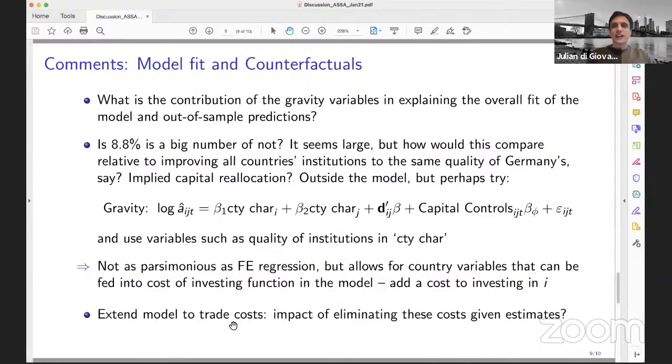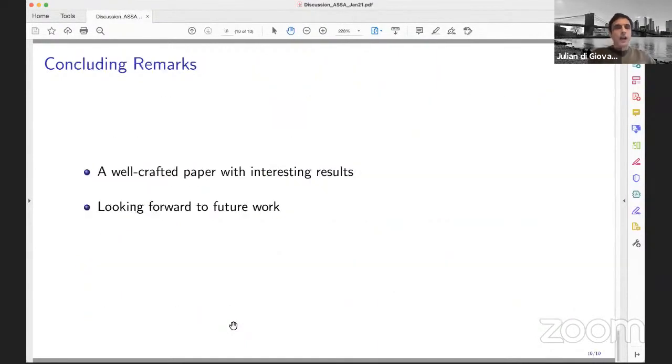So that's my alarm. It says I couldn't see the chat, and I think I'm over on time. So again, I think it was a really well-crafted paper. It made me think a lot. Lots of interesting results, and I'm looking forward to seeing future iterations of this work and other ideas they had in the paper. Thank you very much.